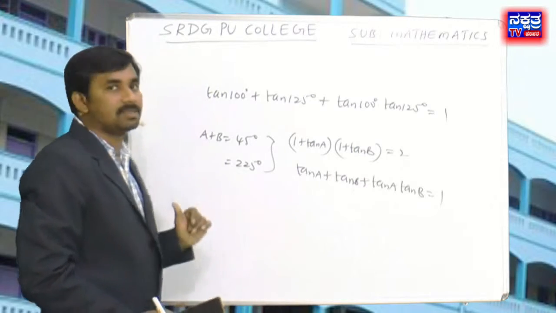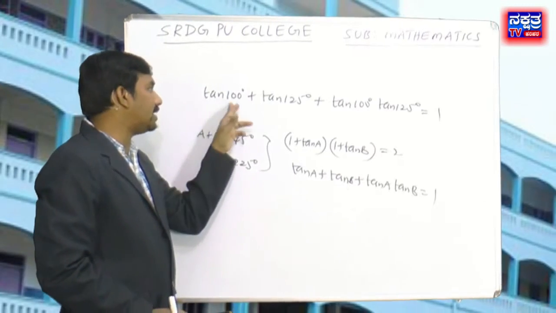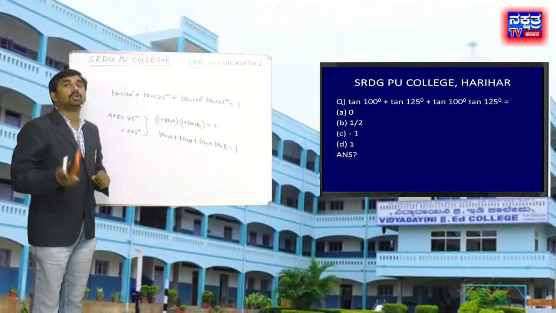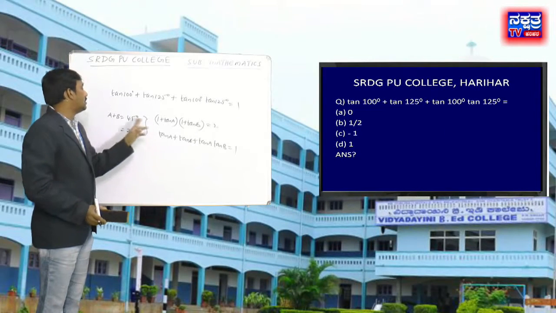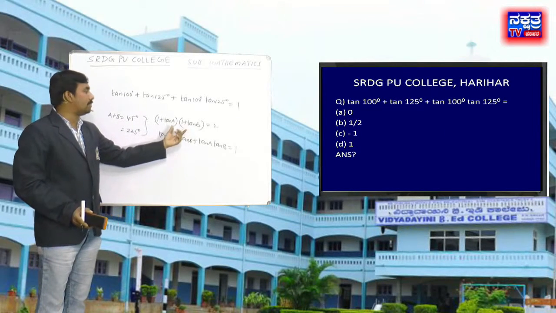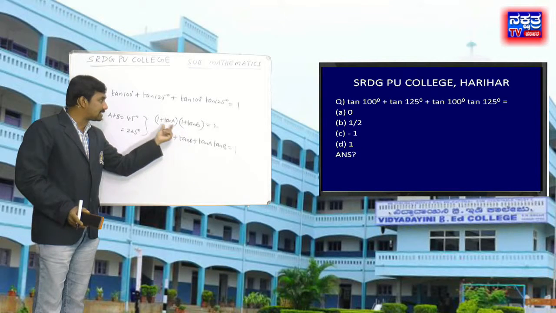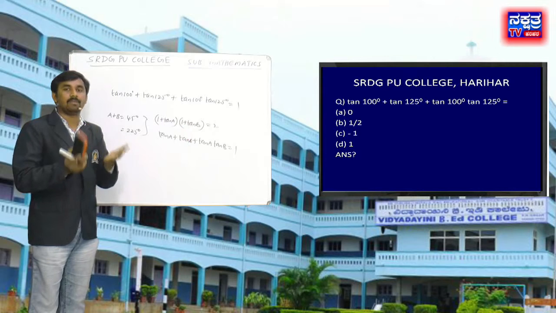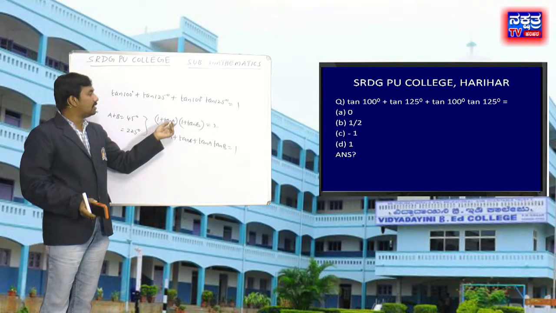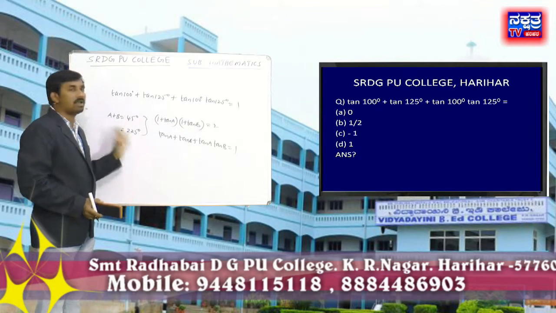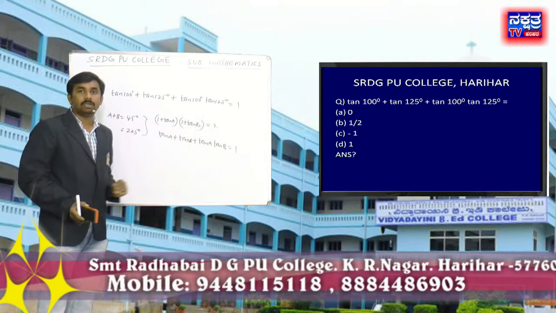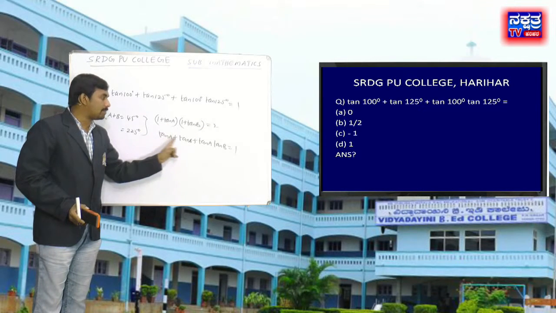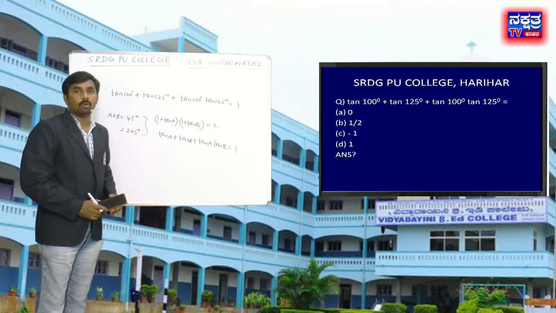When do we have to apply this one? If A plus B equals 100 plus 125, how much is it? 225. Hence, 1 plus tan A into 1 plus tan B, he can give like this, 1 plus tan 100 into 1 plus tan 125. 225 he can divide like anything. So that's why A plus B should be 45 or 225, that is equal to 2, or tan A plus tan B plus tan A tan B equals 1.